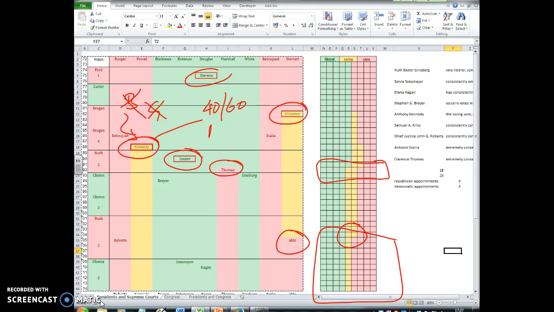40-60, progressive to conservative. And that is the Supreme Court that we have today. 4-1-4, well, probably sort of 4.9 to 4.1 or 4.6 to 4.4, whatever. But we're getting into semantics. It doesn't really matter. All you need to know is that Kennedy, as the swing justice, tends to swing more conservative than he does liberal.